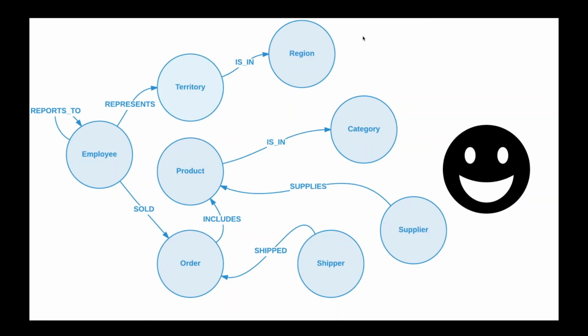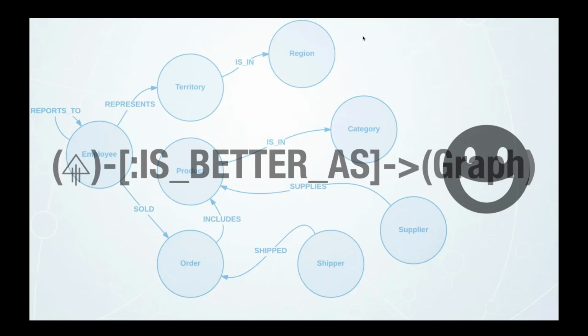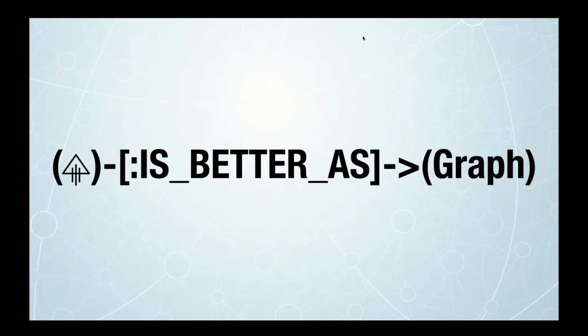So instead of that ER diagram that we saw, our goal is to produce a graph where the data model looks something like this. So we may have nodes for employees, we may have nodes for orders, employees sold the order, the order includes some product, that product is in a category, and so on. And my goal is to convince you that Northwind is better as a graph.